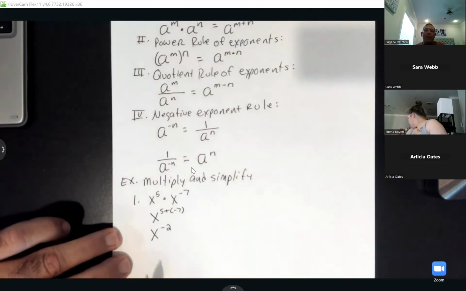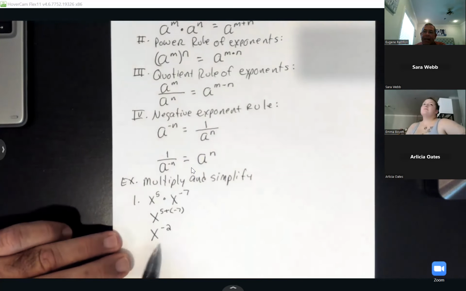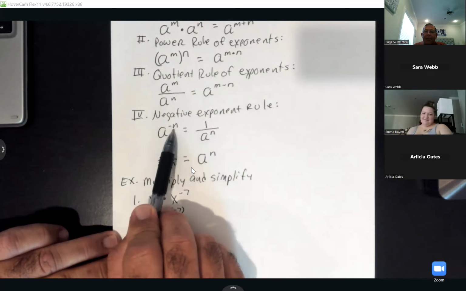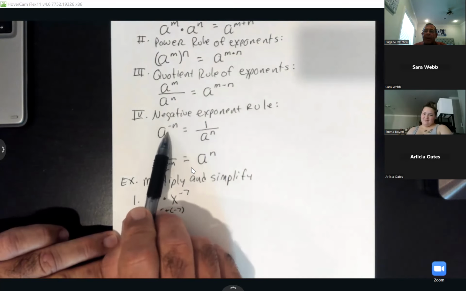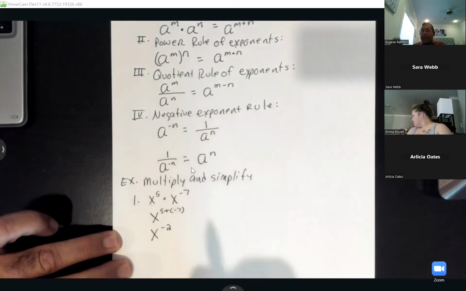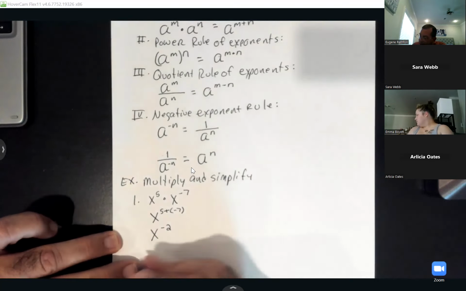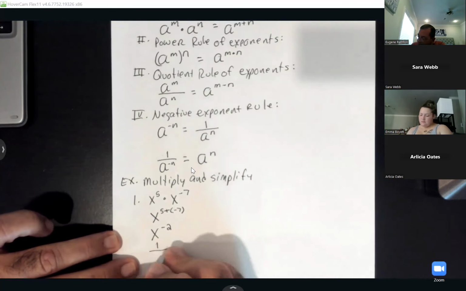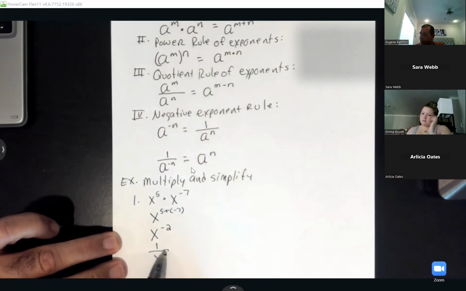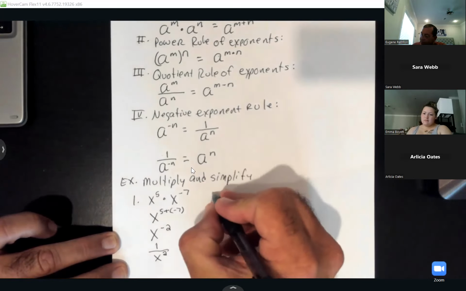But y'all remember, I cannot keep that exponent negative. So I'm going to follow this negative exponent rule that tells me if my variable's up top with a negative exponent, I'm putting under a 1 and making that exponent positive. So this would give me 1 over x squared. Okay. And then nothing else I can do to that. So that's our final answer on that one.